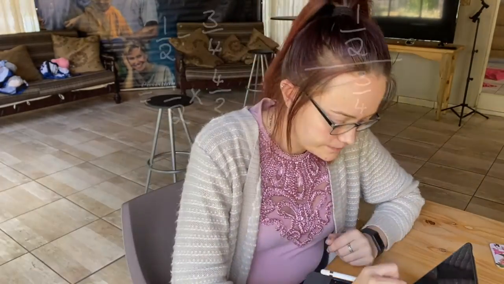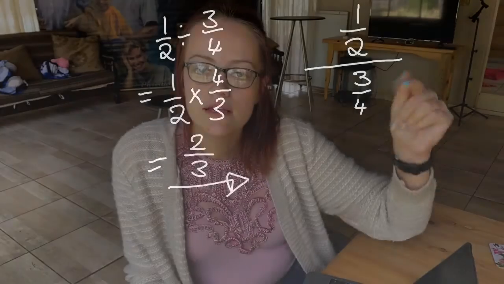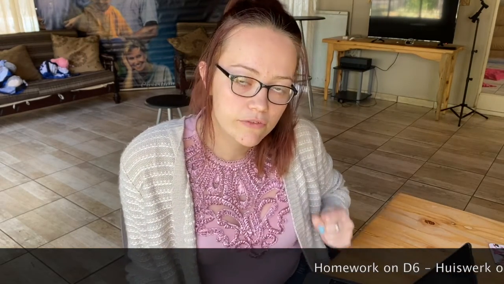Watch how it works. 2 goes into 4 twice, 1 goes into 3 times. My answer is 2/3. Easy. Maklik. Rewind, rewatch, redo. If you struggle, go over it again.